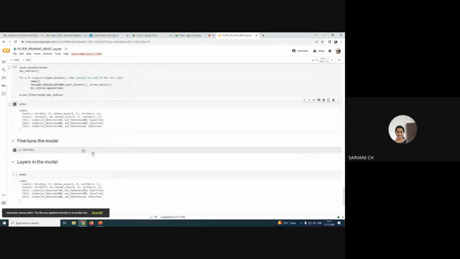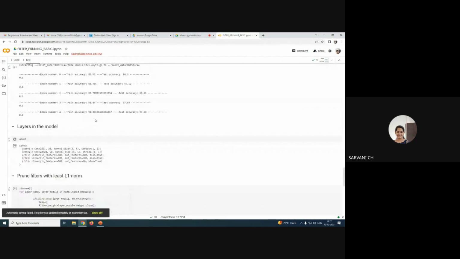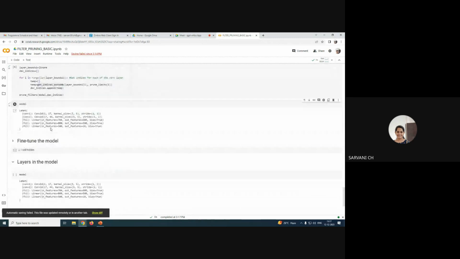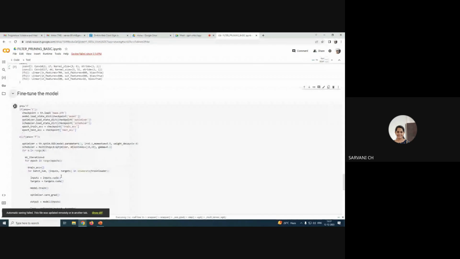Now what you have to do: first we trained the baseline model for a few epochs. Then we pruned the model, and then we want to fine tune. Fine tuning is nothing but training the model again. That's it.